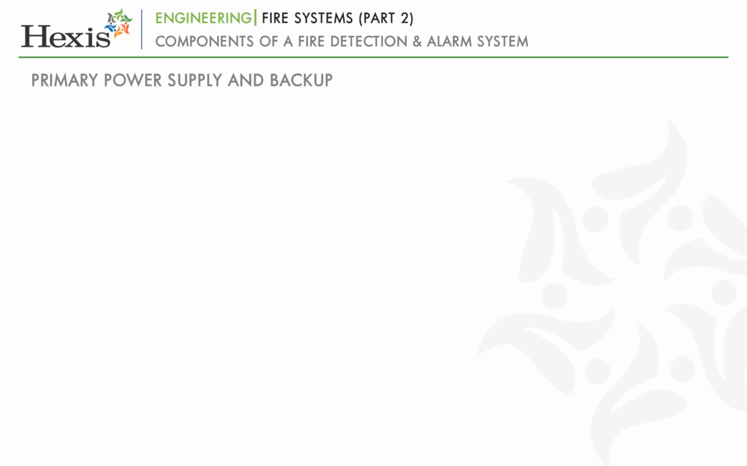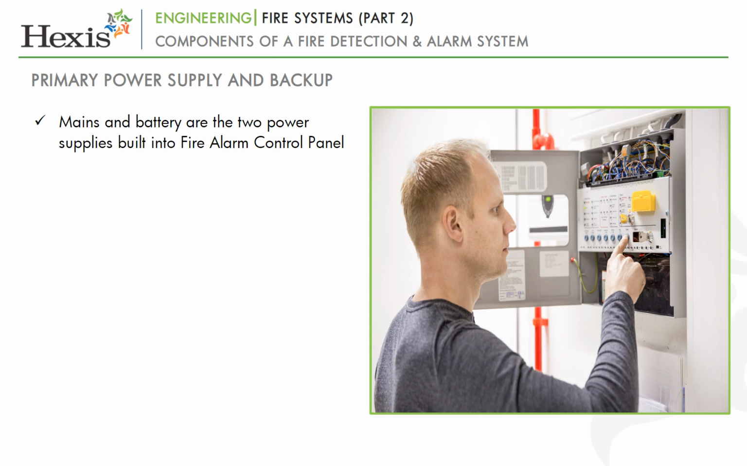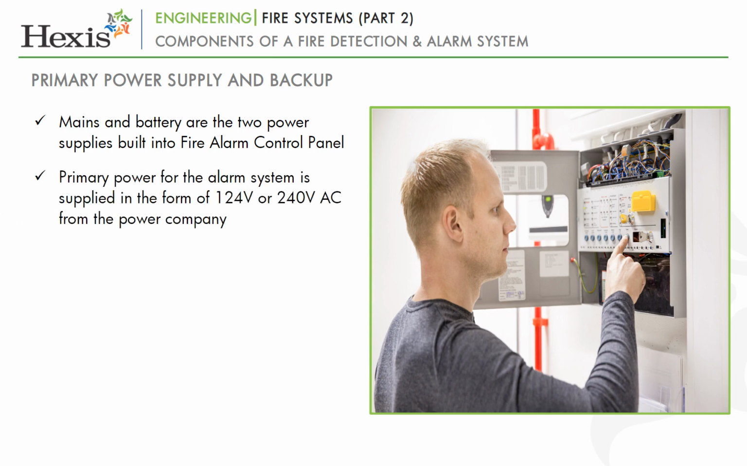Now, let's look at the components of a fire detection and alarm system. Let's understand how primary power supply and backup help in the alarm systems. Two power supplies are required, that is, mains and battery, and these are normally built into the fire alarm control panel. The primary power for the alarm system is usually supplied in the form of 124 volts or 240 volts AC from the power company.